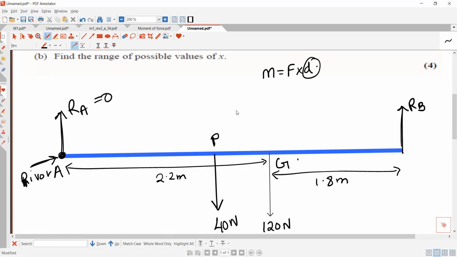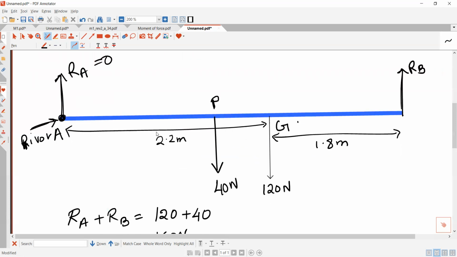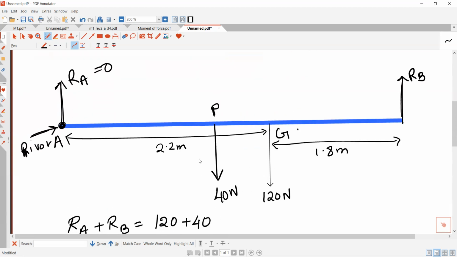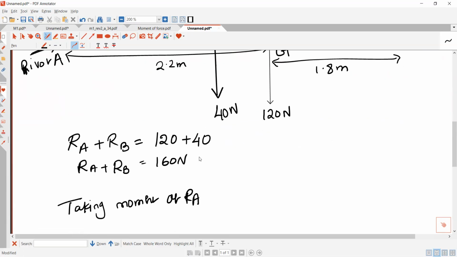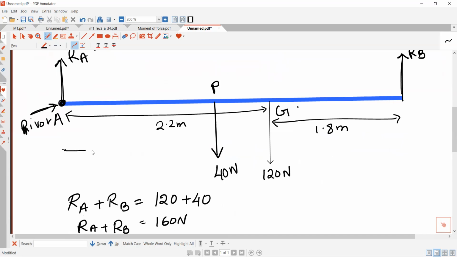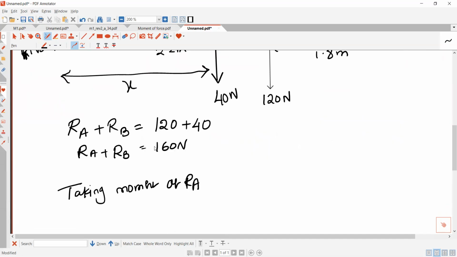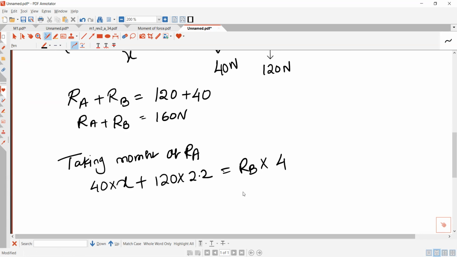Now, after that, what happens? The 40 Newton is clockwise. The 120 Newton is clockwise. RB is anti-clockwise. So can I take 40 into X, because I don't know how much this is? AP is X, they said. So I'm going to take 40 into X plus 120 into 2.2, because we know from A it is 2.2, equals RB into the whole length. What was the whole length? 4 meter. Now you will get your RB.